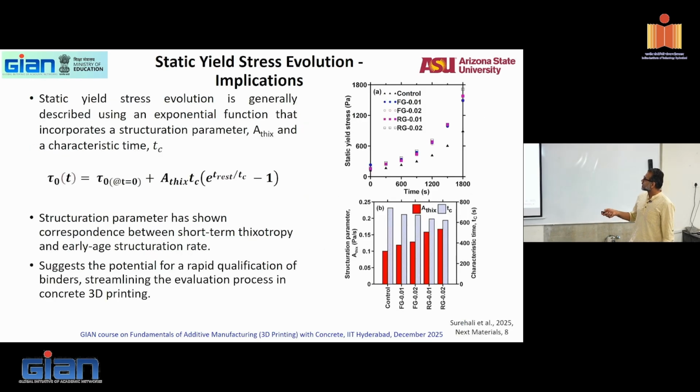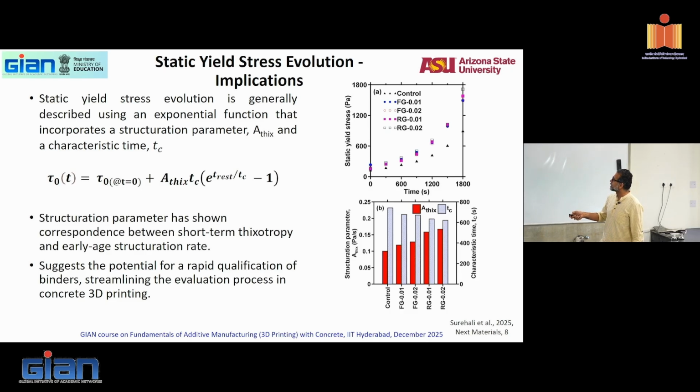Okay, so here is again, you can use now, this is a good way to document it. Your static yield stress as a function of time will be a curve like that. You can model that curve as a constant plus a thixotropic factor times some characteristic time. And this A thix is called the structuration parameter. This is related to short-term thixotropy and early age structuration rate. So this parameter is related to the early age structuration rate.